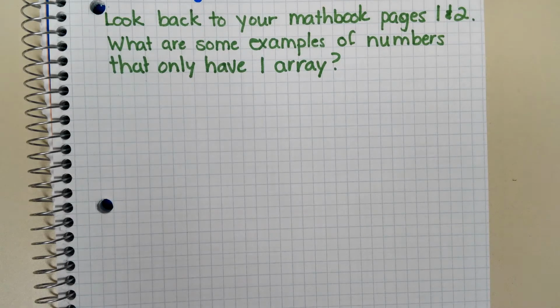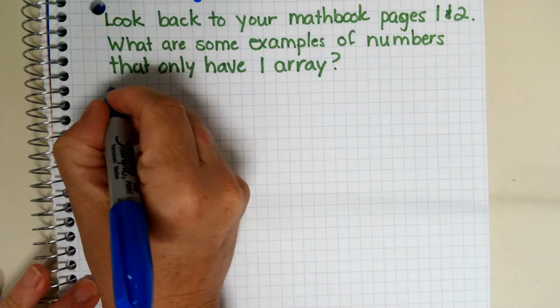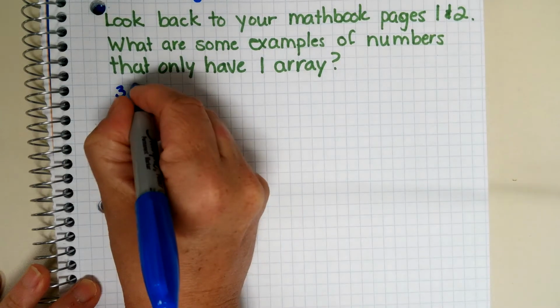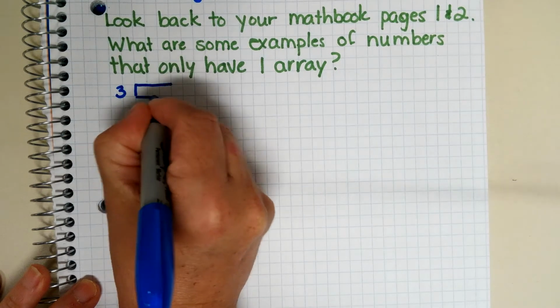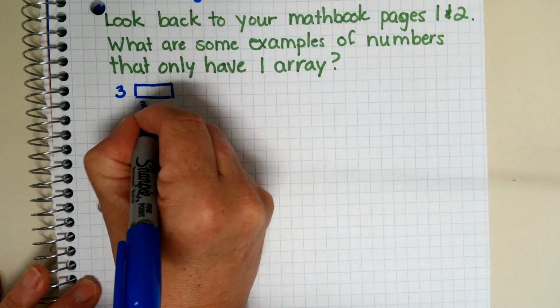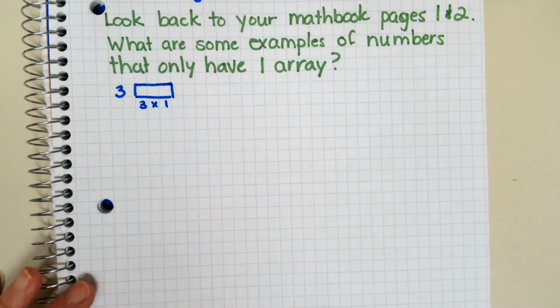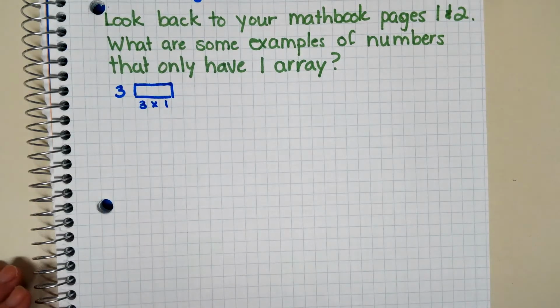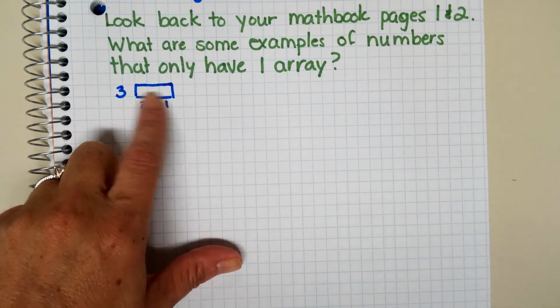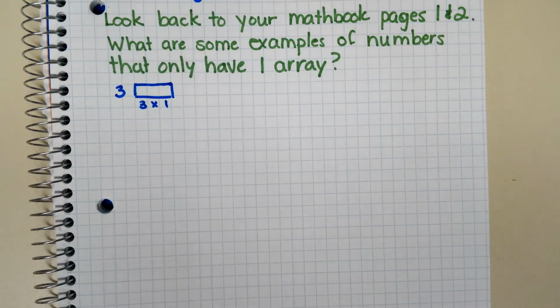As we mentioned before, 7 is one of those numbers. But also, let's go ahead and think about, what about the number 3? We can create an array that is 3 by 1, or 3 times 1. It's the only way we can arrange an array with 3 tiles.